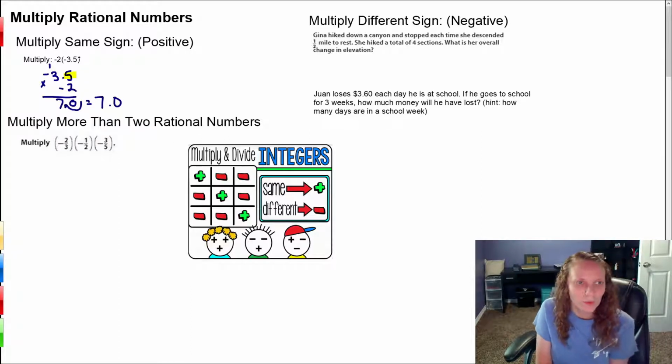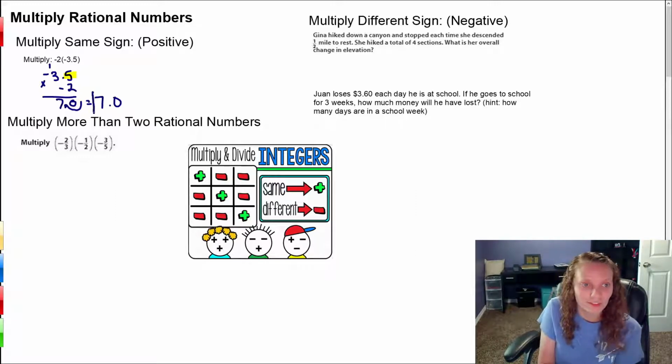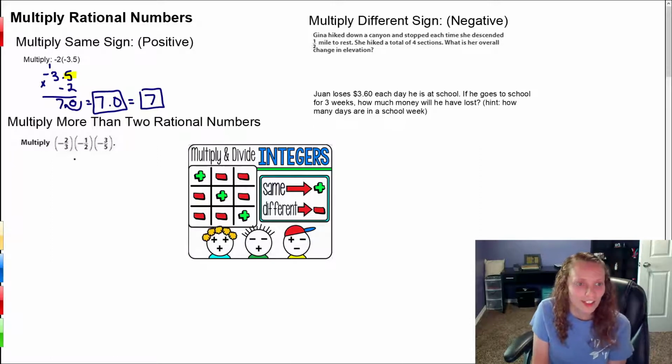Now let's look at our rules. I'm noticing that this is a negative and another negative, so we multiplied two negatives together. And right here, negative times a negative is a positive. Or we could use this here. If they are the same, it's a positive answer. 7.0 is the same as 7. Alright, let's try the next one.